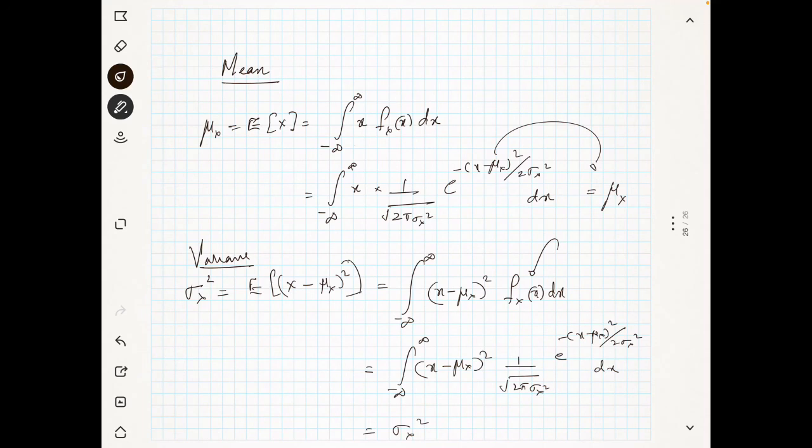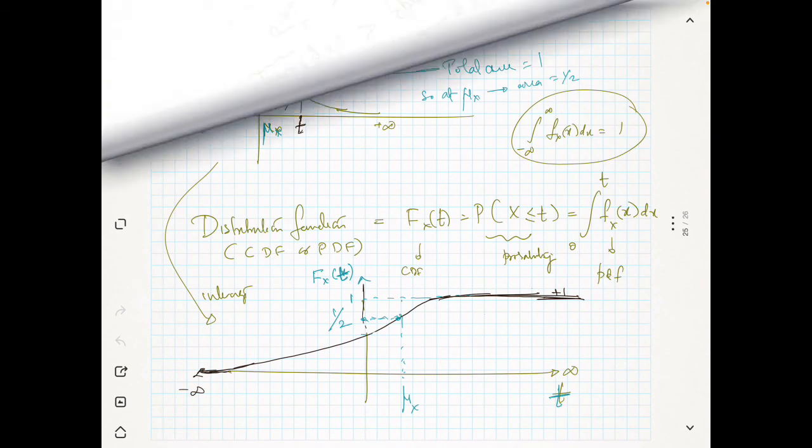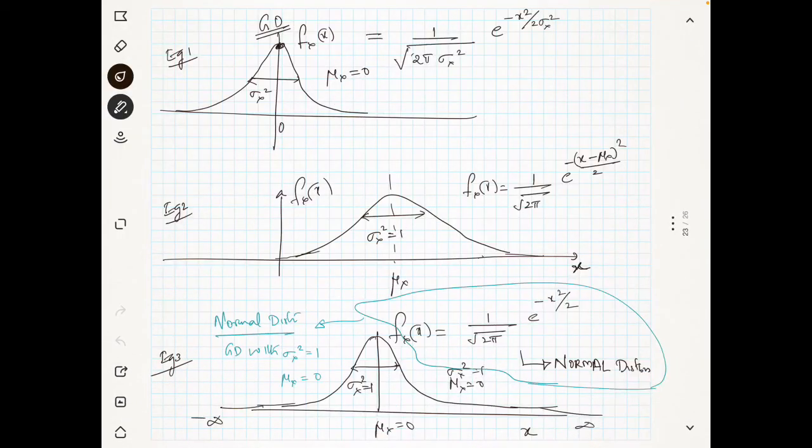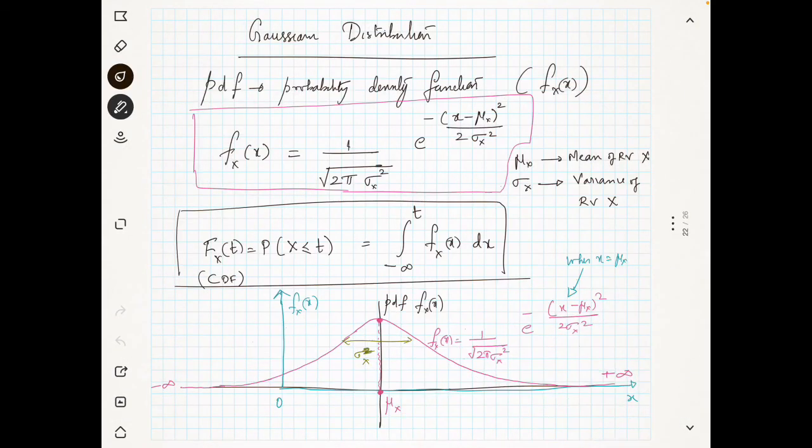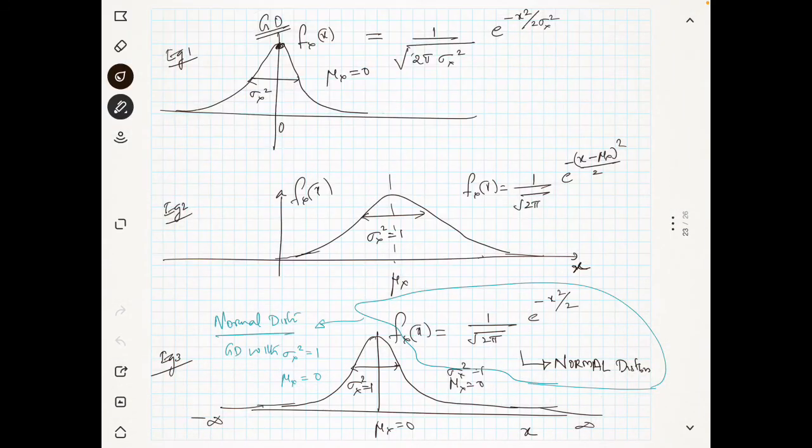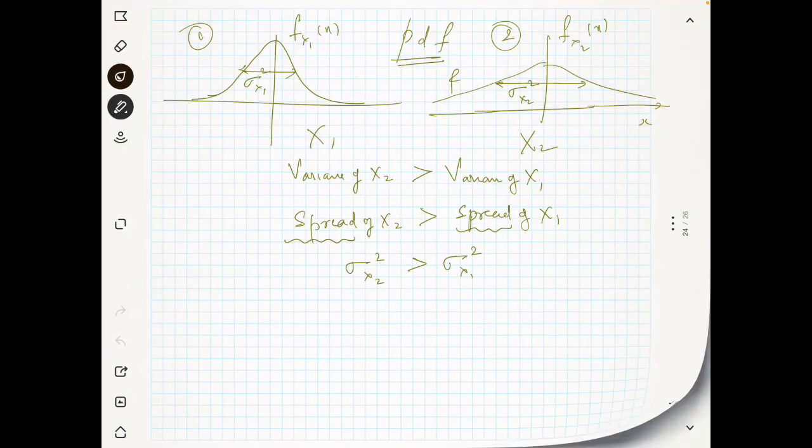So this is very, very important. You have to remember this formula and all this derivation and all these things. Okay, exactly, don't miss any point. So Gaussian distribution is over.